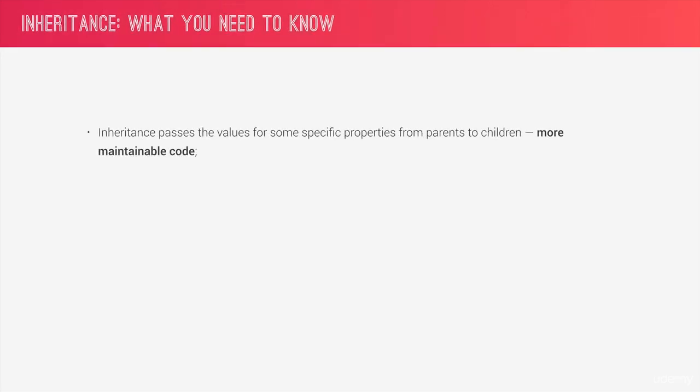So, just like before, here's a quick summary of what you need to know. I guess the most important thing to know about inheritance is that it's there, and that it passes the values for some specific properties from parents to children. Again, if you just ignore the jargon, inheritance is actually pretty straightforward. Inheritance allows the developers to write less code and code that will be more maintainable.